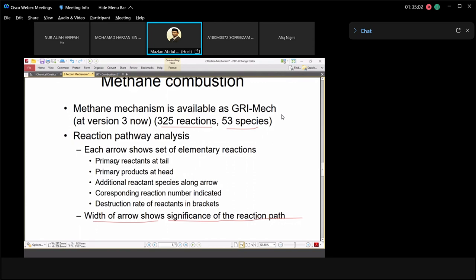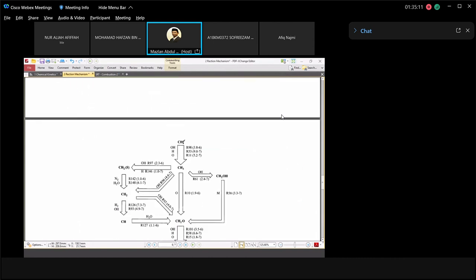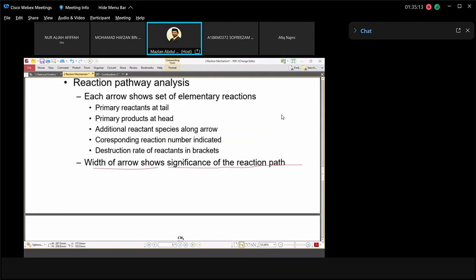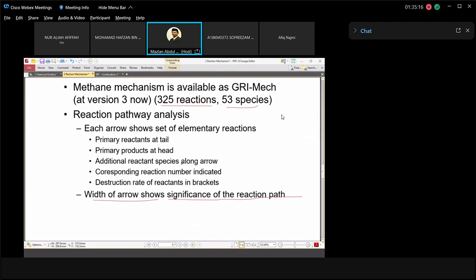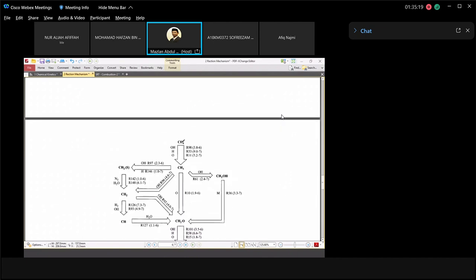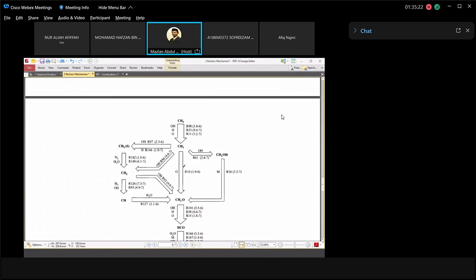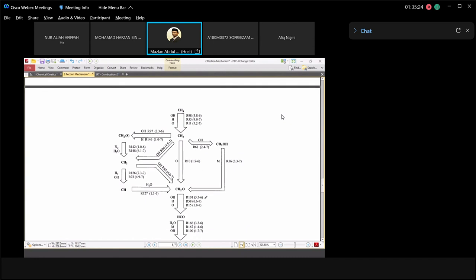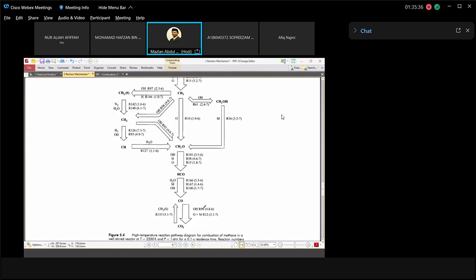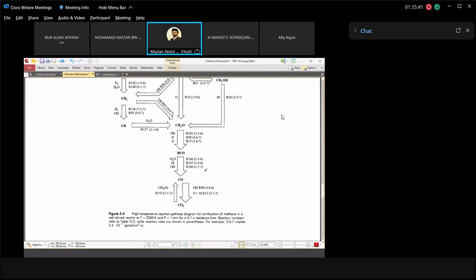Primary reactant at the tail, primary product at the head. So you can see here how many of them there are. Reactions from 1 to 7, all of these until reaction 153.